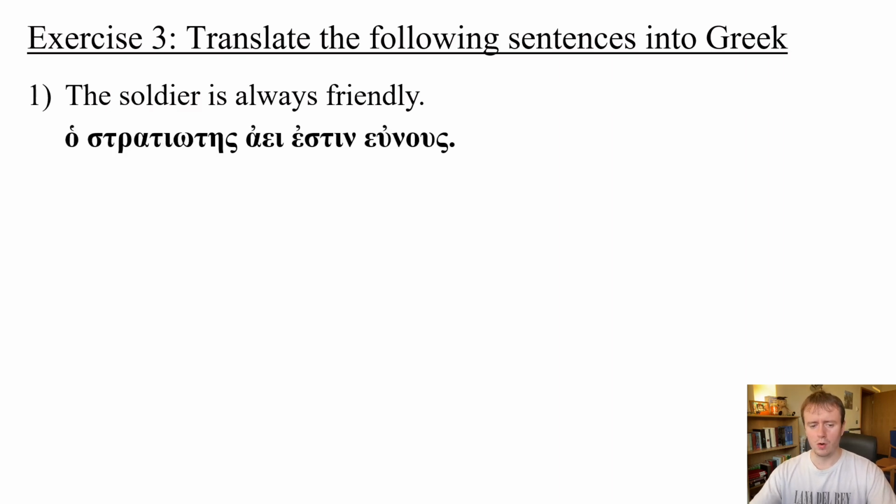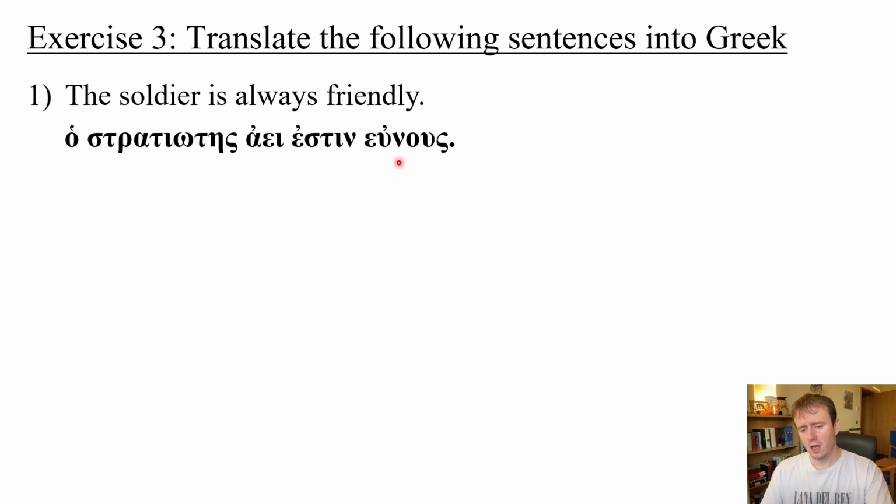Here, you should have said, "ho stratiotes aei estin eunous." You should have said that because we need the soldier in the nominative because he's the subject of the verb to be. The word always is aei. If you want to say he, she, or it is, you need the word estin. That's the third person singular form of the verb to be in the present indicative. And we include a movable nu because the next word here begins with a diphthong. And that word was eunous, which means friendly or well-disposed.